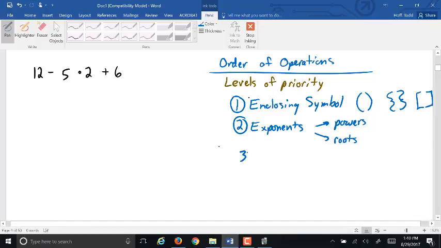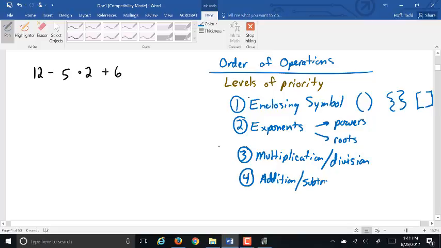The next thing is multiplication and division. So what that means is we can only do multiplication and division if there are no enclosing symbols to deal with and no exponents or powers or roots to deal with. And then the final thing on our list of priority here is addition and subtraction. So we only do addition and subtraction if there's nothing else left to do.